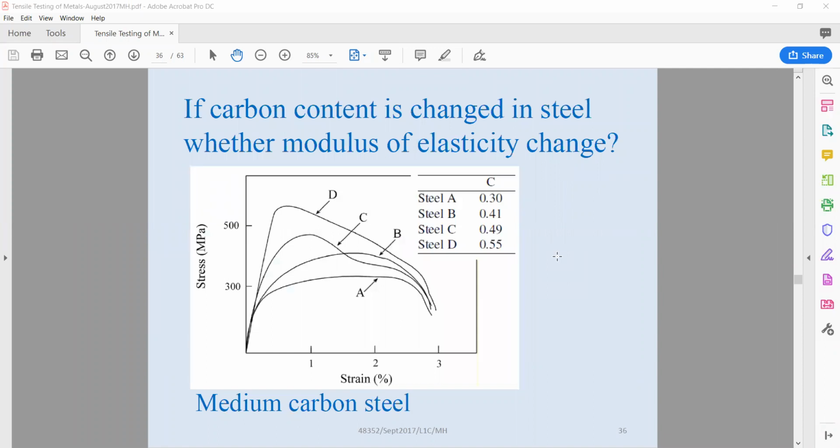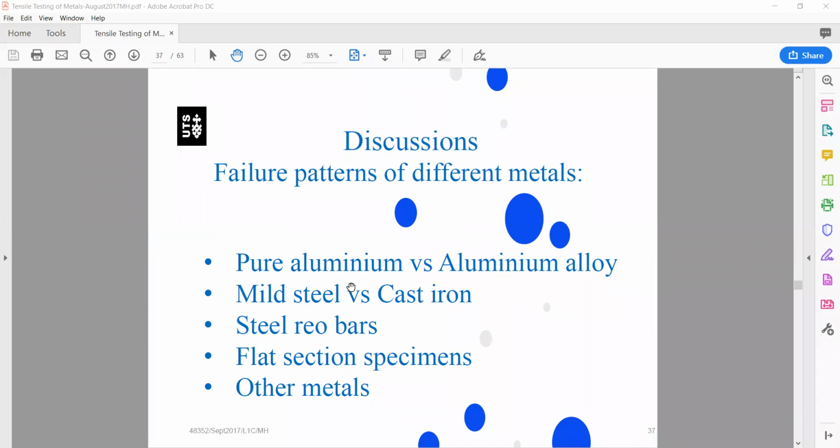As you increase the carbon content, for sure, the strength also increases. So it's good also to see the effect of pure aluminum versus aluminum alloy. Pure aluminum is very soft. Aluminum alloy has a bit of strength, good strength, and better stiffness. Mild steel versus cast iron, you already saw it here. What about if we test steel reinforcement? Are the steel reinforcements closer to mild steel or cast iron? Of course, steel reinforcements are ductile. They have very good ductility.